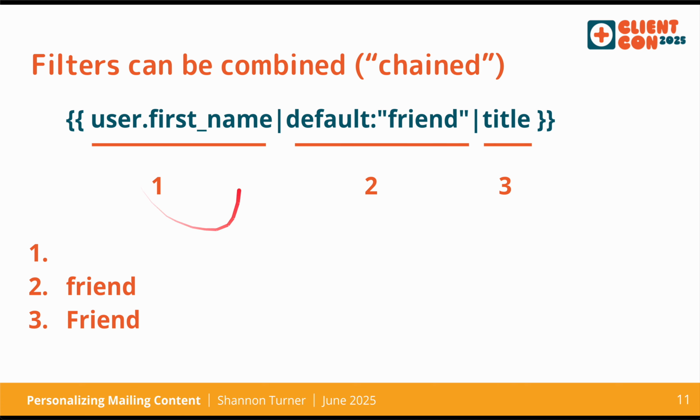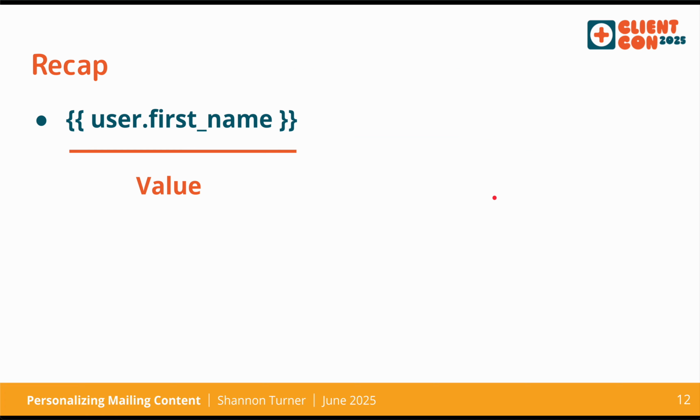But let's say my first name is blank. That's when the default kicks in, and the value is now lowercase friend. At step 3, we apply the title casing, and the F in friend becomes uppercase. Now you might be thinking, couldn't you just have an uppercase friend in this default at step 2? Absolutely, you could, but I wanted to demonstrate how these filters work together. So if you see them later on, you'll understand.